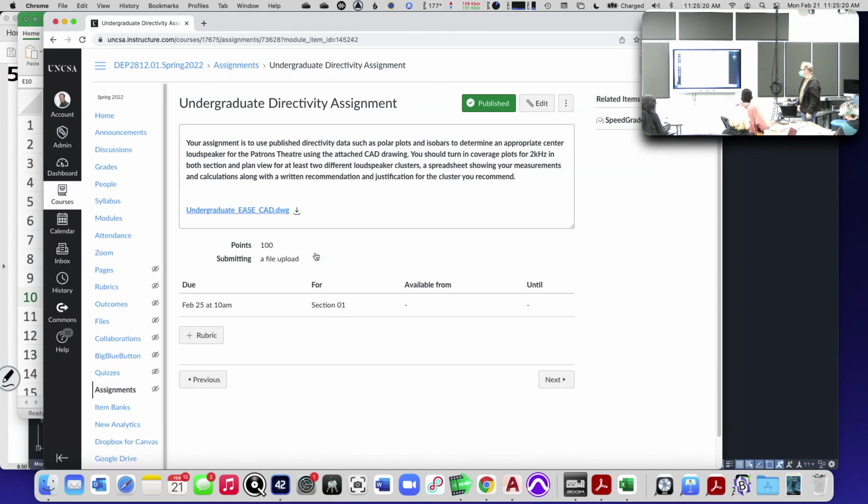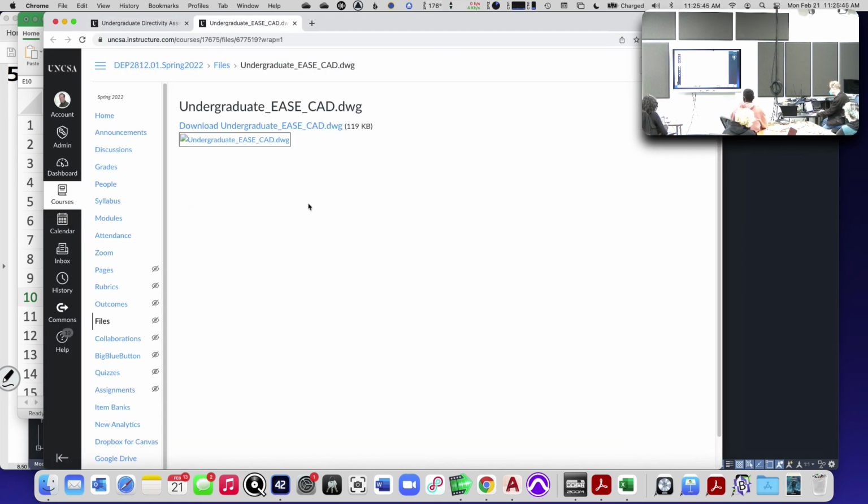this is your assignment. Your assignment is to use published directivity data, such as polar plots or isobars, and I've got a link in the modules for some PDFs of different loudspeakers, to determine an appropriate center cluster for the Patron's Theater using the attached CAD drawing. I have a CAD drawing that you will download that's already set up, ready to go for you. So let's download that and take a look at what it is.